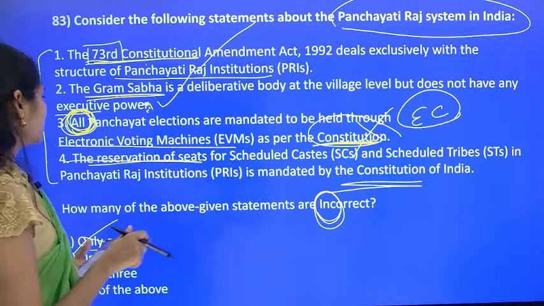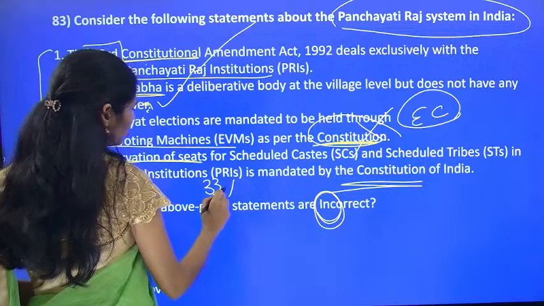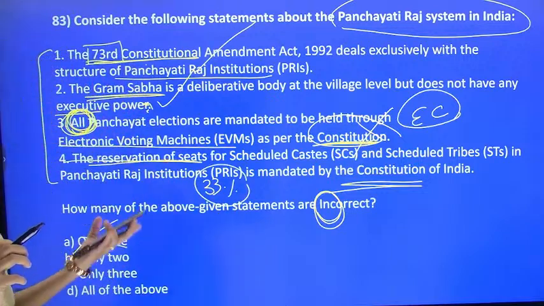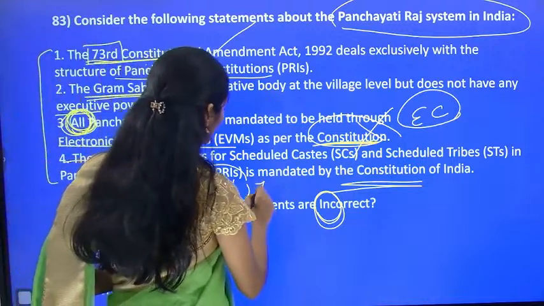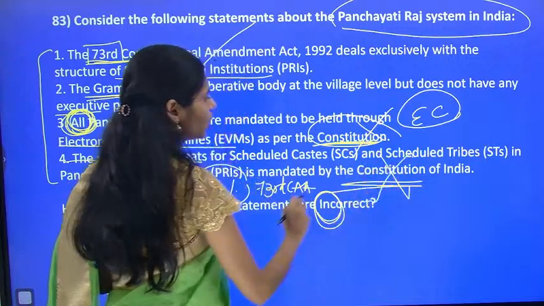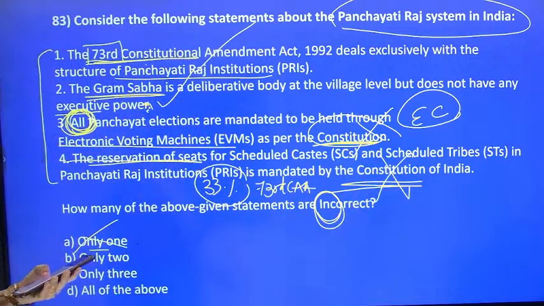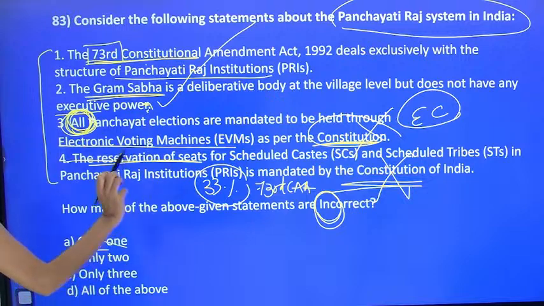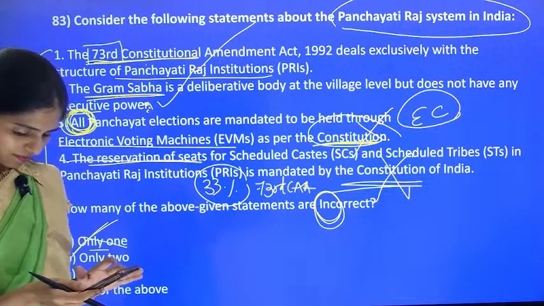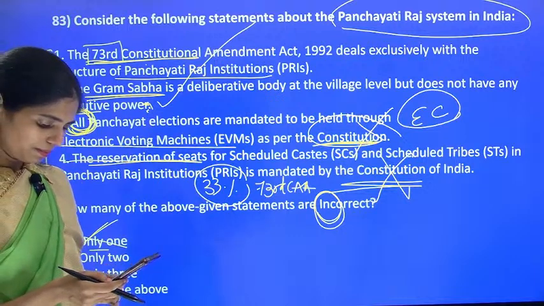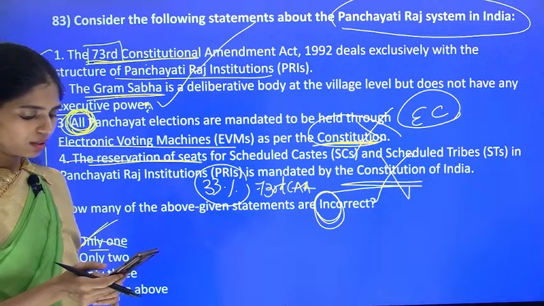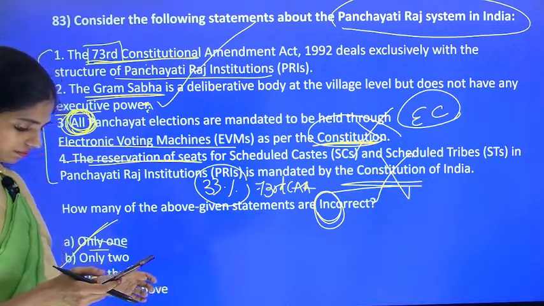So actually this reservation of 33% of seats in this Panchayat elections for scheduled castes and scheduled tribes is mandated by the 73rd Constitutional Amendment Act. It is nowhere written in our Constitution of India. Clear? So here correct option is B, only 2 statements are correct, 3 and 4 are incorrect. Okay, B, very good. Akhil, incorrect. Lolly, it is incorrect. Lolly, please do correction.